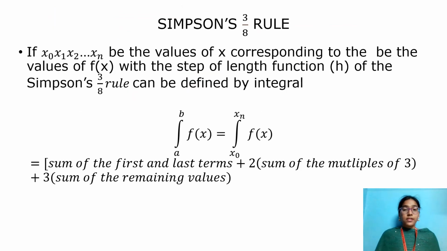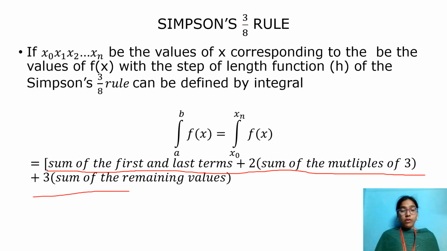Now let us go to the topic. Simpson's 3/8 rule. If x0, x1, x2, ..., xn are the values of x corresponding to the values y0, y1, y2, ..., yn of f(x) with step length h, the Simpson's 3/8 rule can be defined by the integral of f(x) from a to b, equals the integral from x0 to xn of f(x), equals the sum of first and last terms plus 2 into the sum of multiples of 3 plus 3 into the sum of remaining values. This is known as Simpson's 3/8 rule.